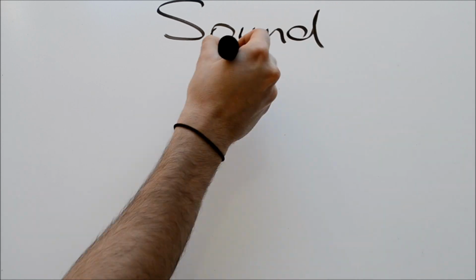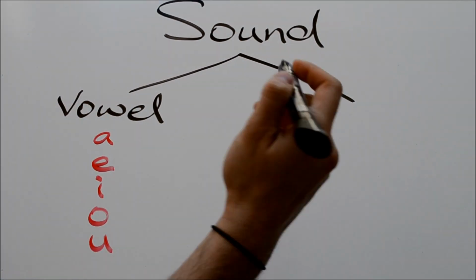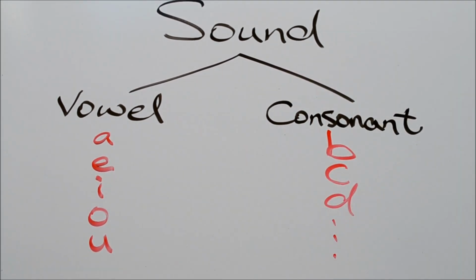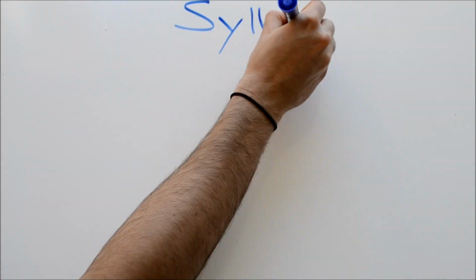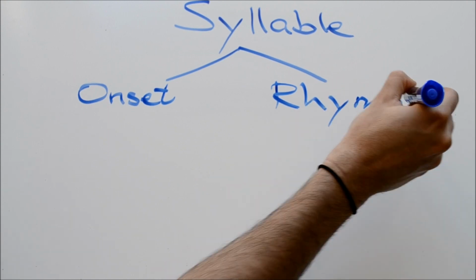Like all languages, Farsi and English have their sounds divided into two categories: vowels such as A, E, I, O, U, and consonants such as B, S, D, and so on. Syllables are the smallest unit of production of a language. The beginning part of a syllable is called the onset position.